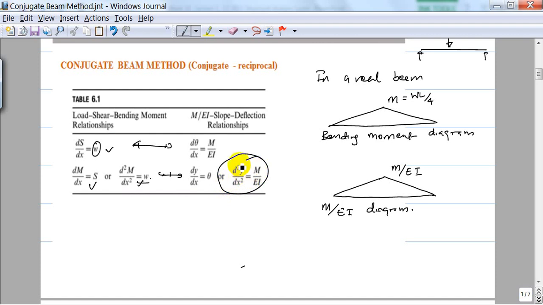And then the bending moment of your conjugate beam is going to be the deflection.